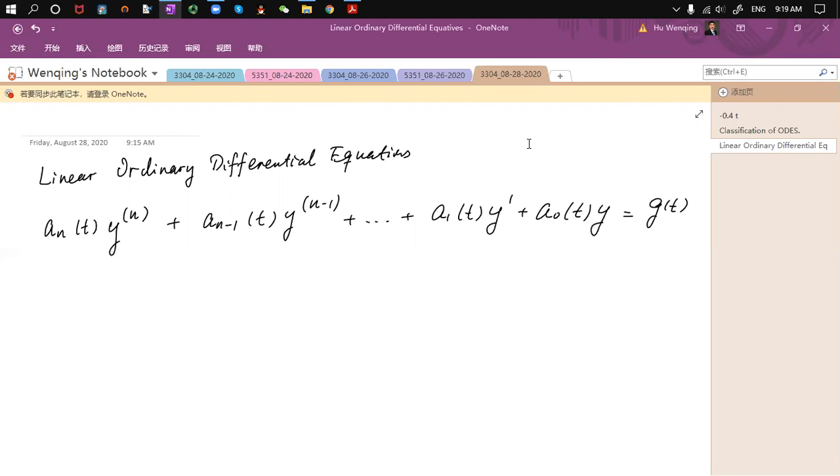Let me add a small remark: please do not be shy to raise any questions in class, or when I ask you to actively participate in discussions of these exercises, like what's the order of this differential equation. You do not have to be shy to talk about it.